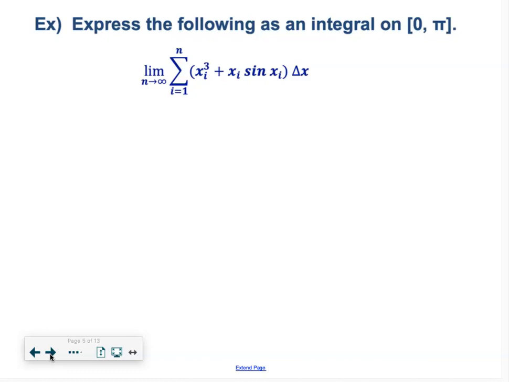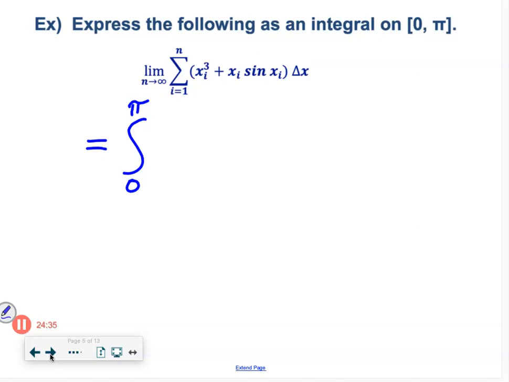So, anyway, if we have to write this as an integral, first thing it says is express the following as an integral on the interval from 0 to pi. What are the 0 and the pi? What do those represent? Left and right endpoints. That's your A and your B. So you put 0 and pi. It always goes left to right. Whenever you write an integral, always left to right. Like bottom is your left, top is your right, low to high.